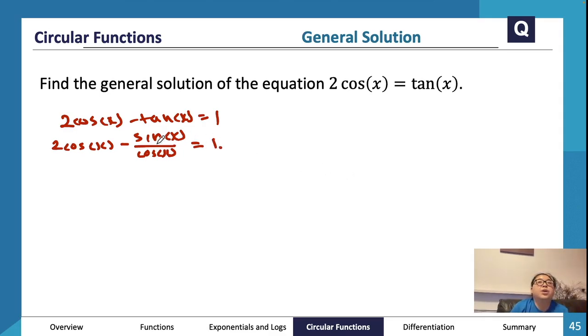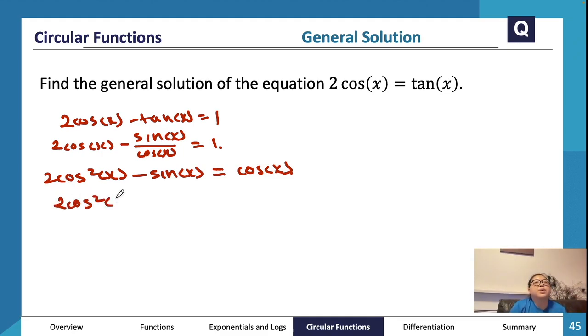Now, what I'm going to do after this is change this so it's all over the same, basically times everything by it. So I'm going to get 2 cos squared x minus sine x equals 2 cos x. Cool. Then once again, I'm just going to move everything to the other side. So 2 cos squared x minus sine x minus cos x, and that now equals 0.